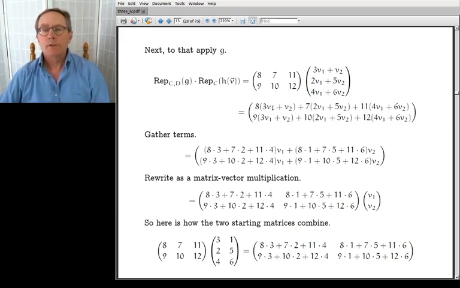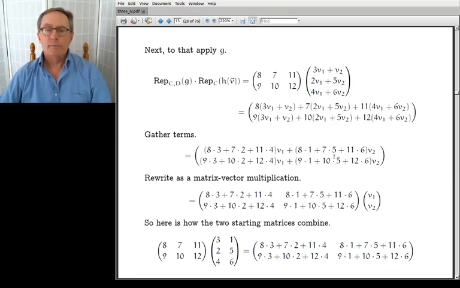Let's see what happens. Well, I'm going to gather together all the V1 things and gather together all the V2 things. So that's 8 times 3, 7 times 2, 11 times 4, and that's what it says there. To gather together all the V2 things, it's 8 times 1, 7 times 5, and 11 times 6. So there it is. So the V1s are there and the V2s are there.